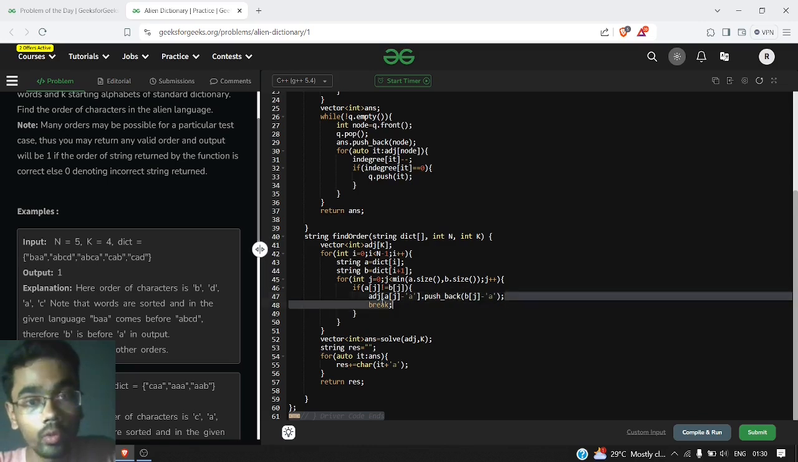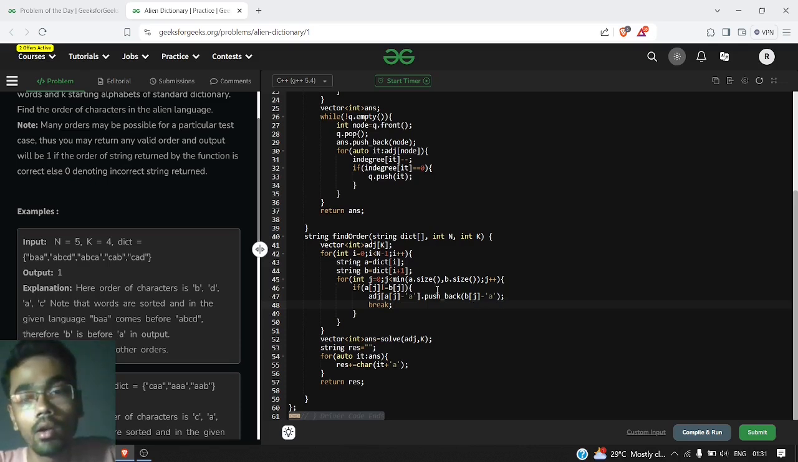Now we don't have to store it in the alphabetical form, so we have subtracted the character A from both ends, and this converts the alphabet into an integer number. For example, B to 1, A to 0 and so on. Then we break out because we already found the point of difference, so there is no point moving ahead in this string. This goes on till we do it for all the possible pairs, and then we get our adjacency list.